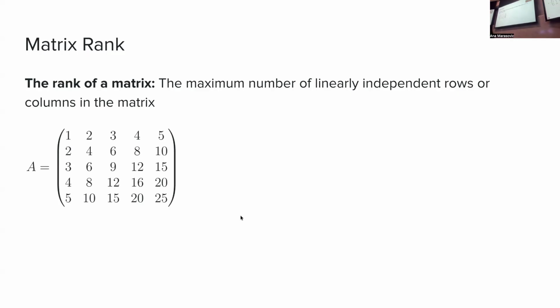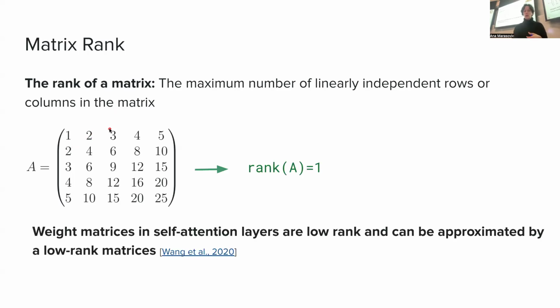So the rank of a matrix is the maximum number of linearly independent rows or columns in the matrix. So I wanted to ask you this. I keep giving away my answers. What is the rank of this matrix? It's 1, right? We can see that every column here is a scaled version of the first one by the value in the first row.